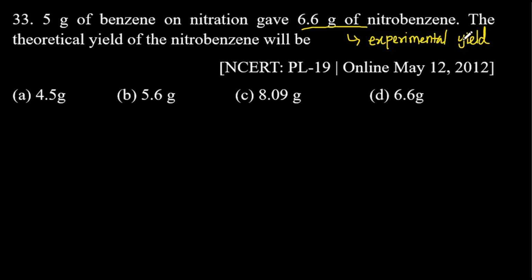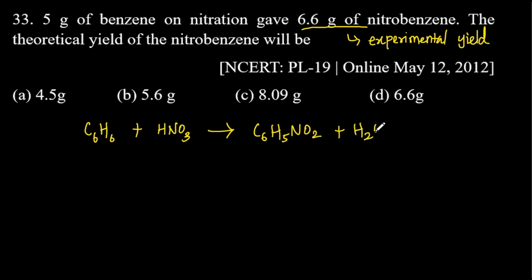In this question, they are asking us to find the theoretical value of the nitrobenzene. So first you have to know the equation for the reaction between benzene and the nitric acid to form nitrobenzene. So the reaction is C6H6 plus HNO3 gives C6H5NO2. So this is nitrobenzene plus H2O.